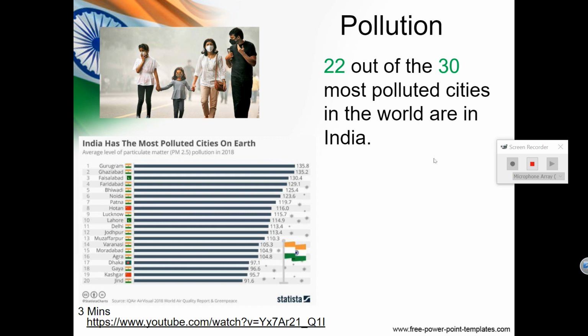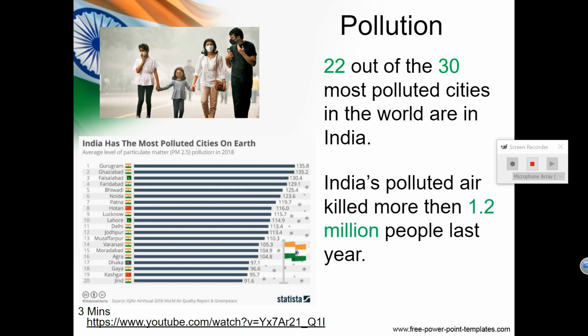But 22 out of the 30 most polluted cities in the world are found in India, which is quite amazing, actually, that maybe they haven't managed to control this yet as a government. And they do have one of the largest populations in the world, second only to China. So India's polluted air killed more than 1.2 million people last year. It's been linked to their deaths.